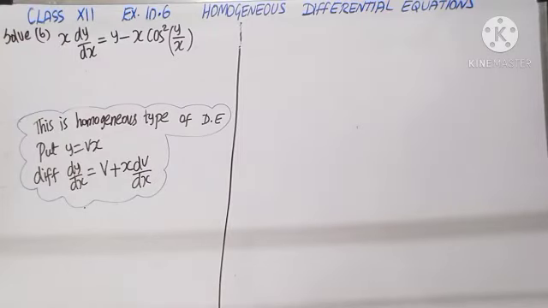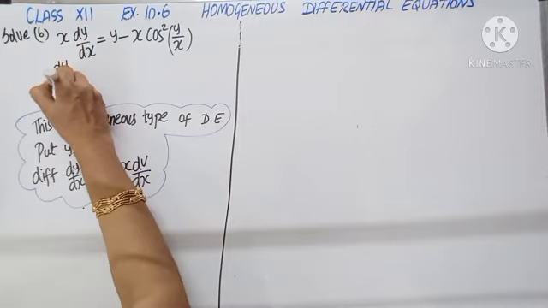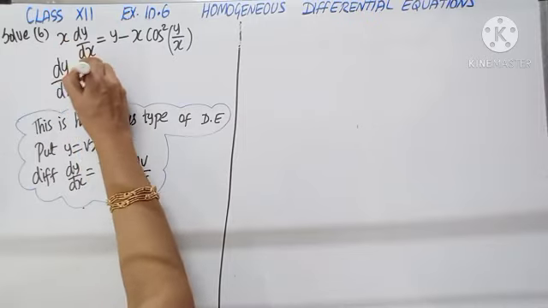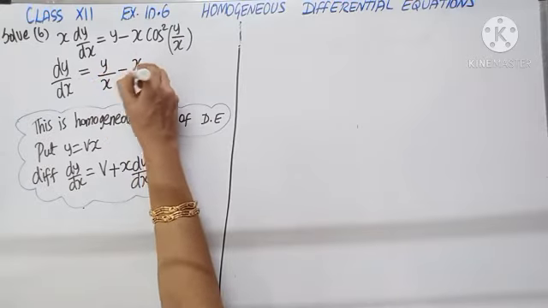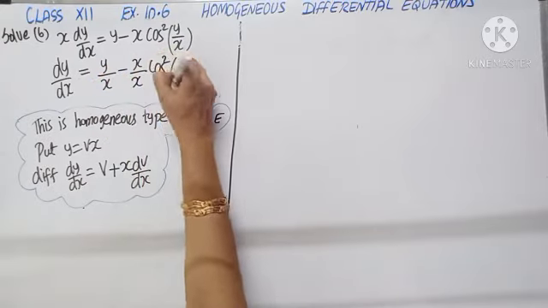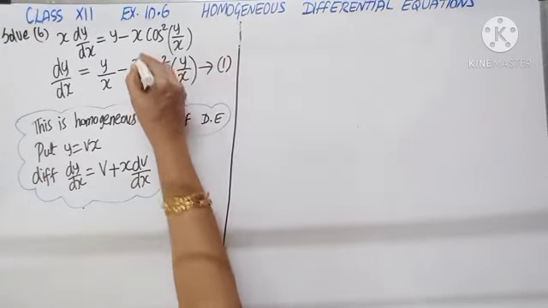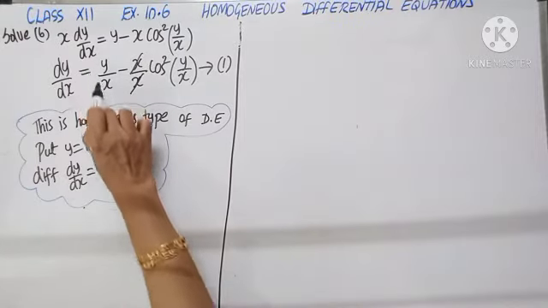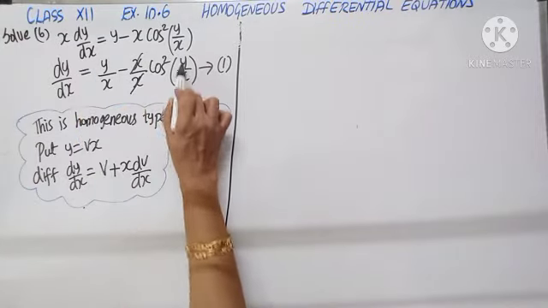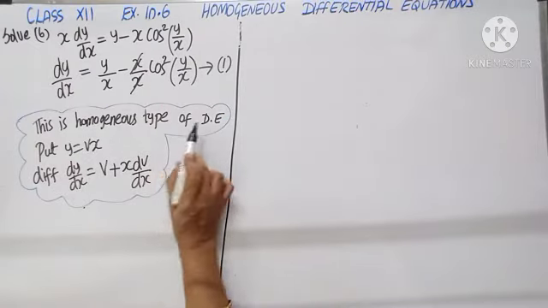Question number 6: x dy by dx equals y minus x cos square y by x. Rewriting the equation, I get dy by dx is y by x minus x by x cos square y by x. Call this equation number 1. Check for the degree: y by x, degree 0. Here also y by x, degree 0. So it is a homogeneous type of differential equation.